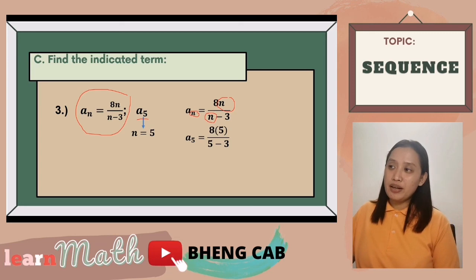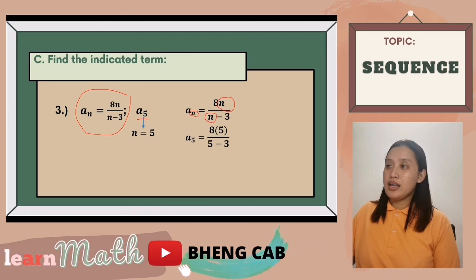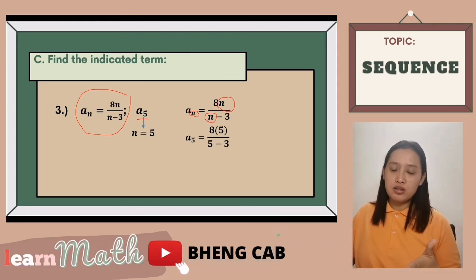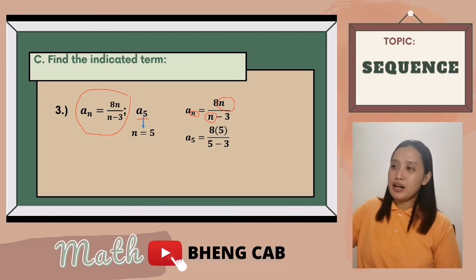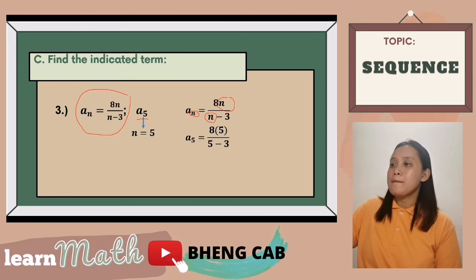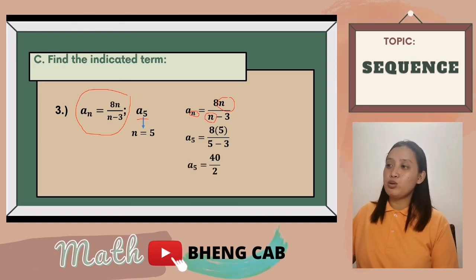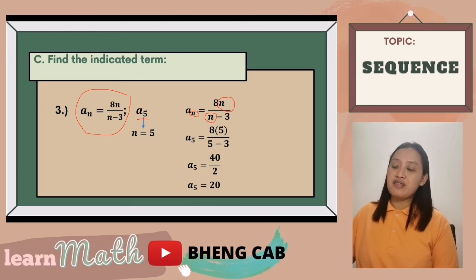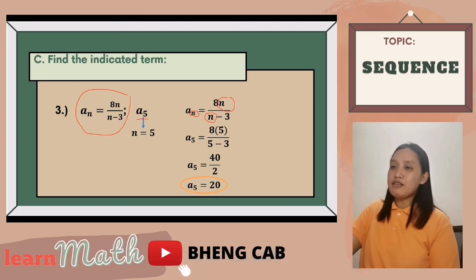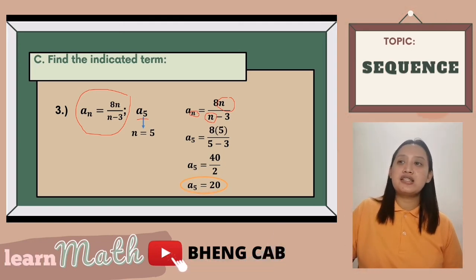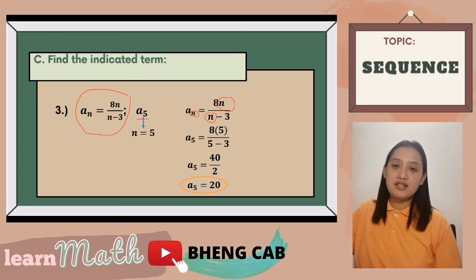Okay? Ang pinakaunang gagawin natin dito, yung numerator, tapusin muna natin to. There is 8 times 5. So, simplify muna natin. Tapos yung denominator, simplify muna natin. Then, we perform division later, pag meron na tayong simple fraction. So, a sub 5 is equal to, 8 times 5 is 40. 5 minus 3 is 2. A sub 5 is equal to 20, because 40 divided by 2 is 20. Therefore, our fifth term for this general rule is 20.